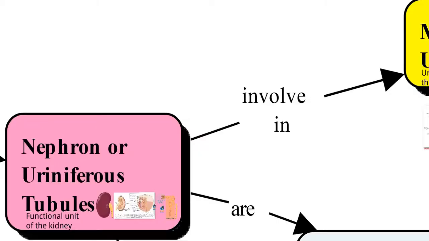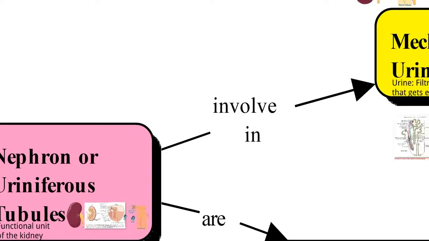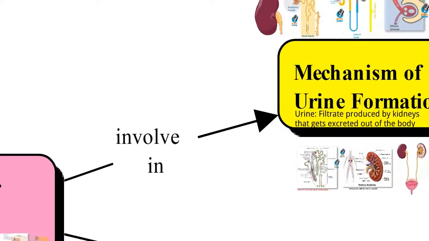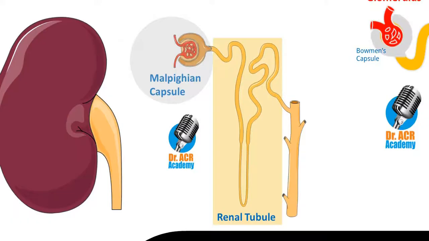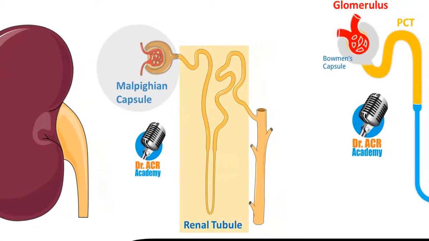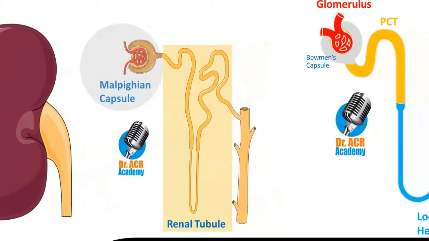Nephron or uriniferous tubules are the structural as well as functional unit of the kidneys. Mainly these nephrons or uriniferous tubules are involved in the mechanism of urine formation. As we already know, urine is the filtrate produced by the kidneys that gets excreted out of the body, which contains the waste materials which are not required for the body and cause harmful effects. The structure of the nephron itself facilitates its function.